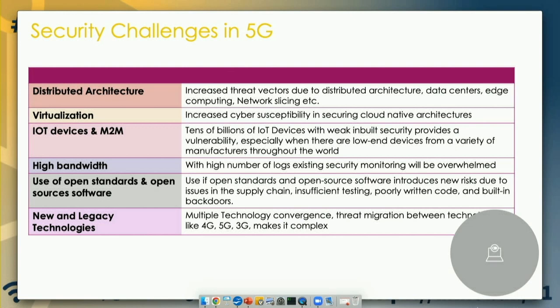And last but not the least, the confluence of new and old technology. Multiple technology convergence means that when we are putting in 5G, it has to be compatible with, or communicating with, earlier technologies like 4G, 3G. So threat migration between technologies like 4G, 5G, 3G makes it more complex. So these are the few factors that bring security challenges to 5G.